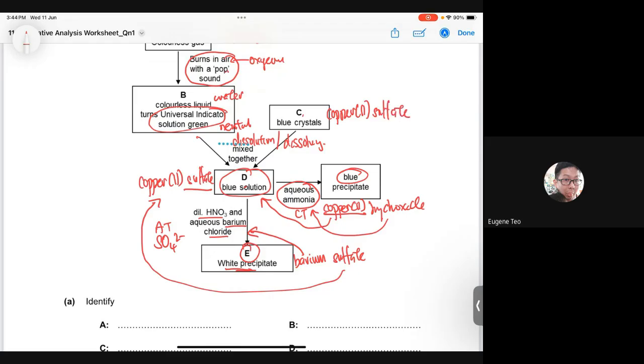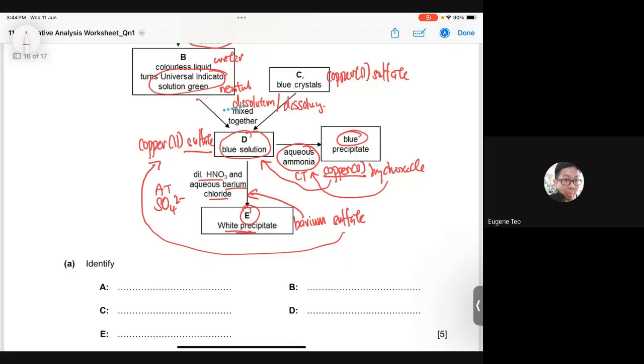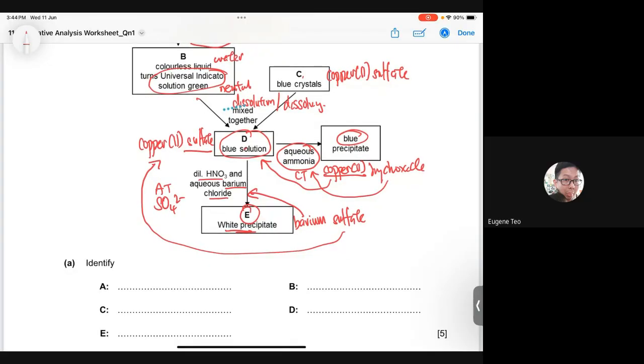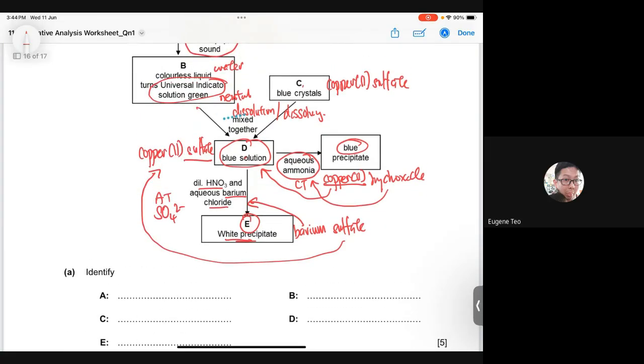So teacher, isn't C and D the same thing? Yeah, actually, yes, you are right. They are the same thing. So sometimes people are confused because C is a blue crystal, D is a blue solution. It's okay, it can be the same thing sometimes. So why is it a C and D? Because one is a crystal, one is a solution. So they are differentiating by the state that the particular substance is.